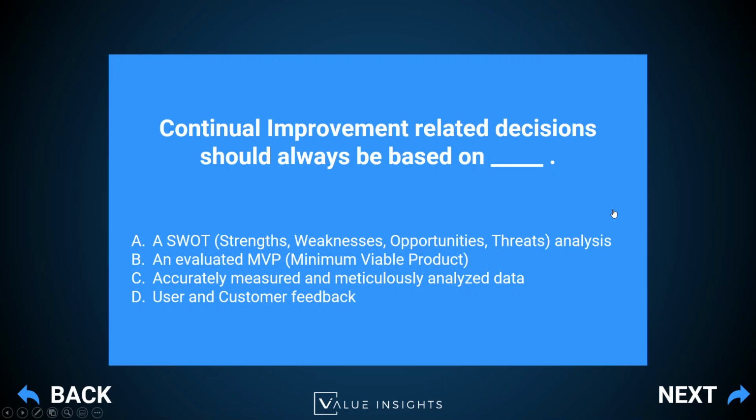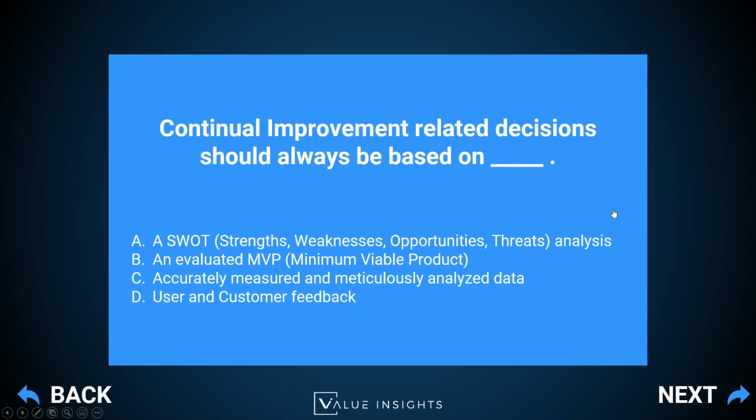B says an evaluated MVP, a minimum viable product, which is technically just a small piece of functionality which has been developed and is potentially valuable to our customers. So again, not all continual improvement decisions should be based on that, because it's just a very small fragment of what we are doing, of what our capabilities are and what our service solutions might be. And D says user and customer feedback, which is not a bad option if I want to be honest.